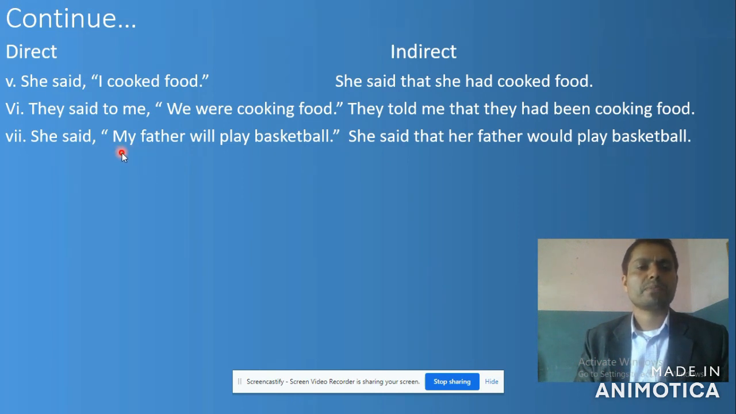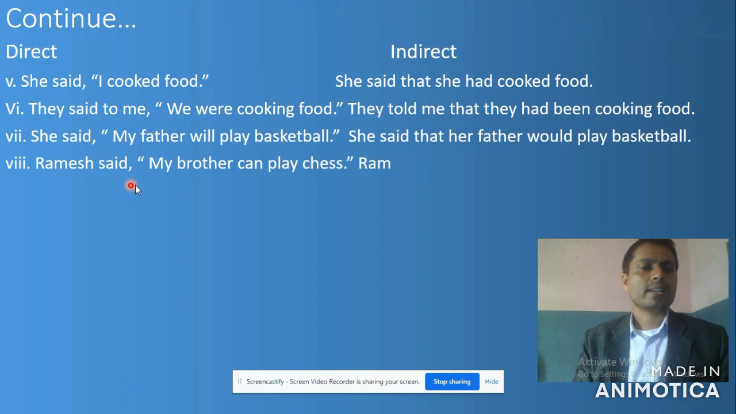So the first person "my" changes according to what? It changes according to the subject. The subject is what? She. So "my" became what? "Her". Here it is "she", so her father would. "Will" becomes what? "Would". My father would play basketball. Right? "Will" becomes "would" under the change of tense. Got it?